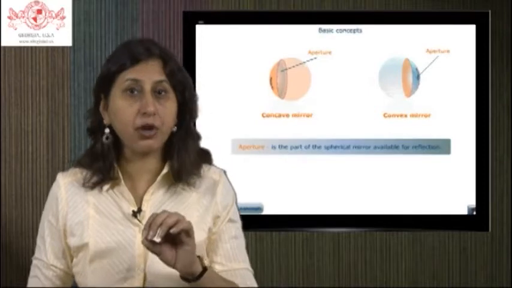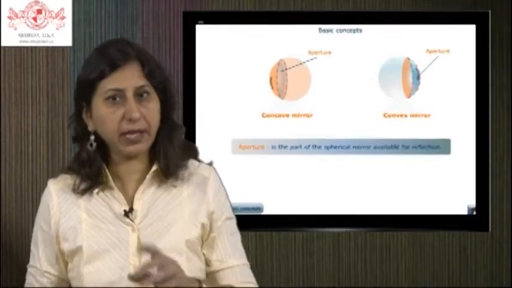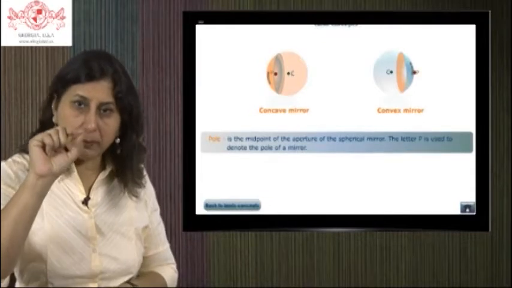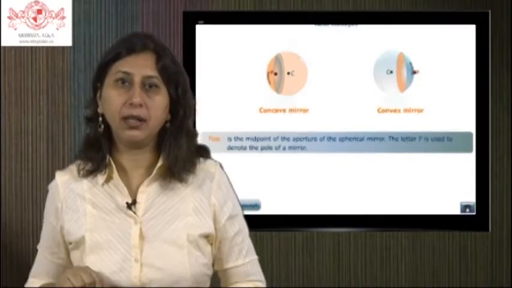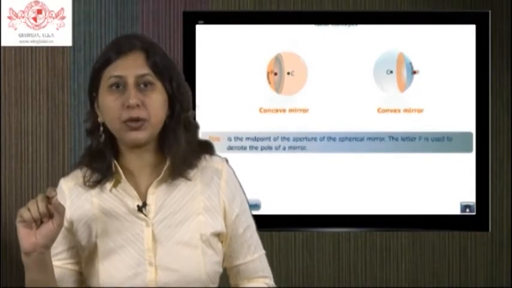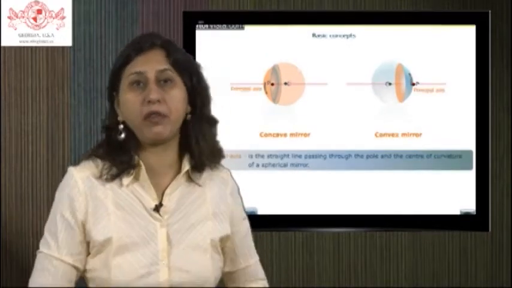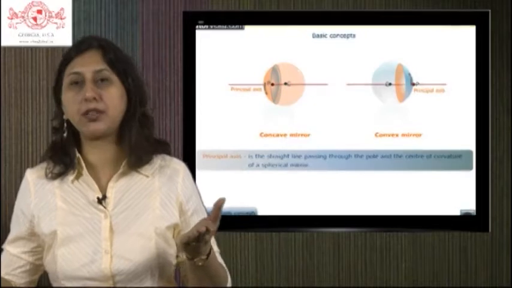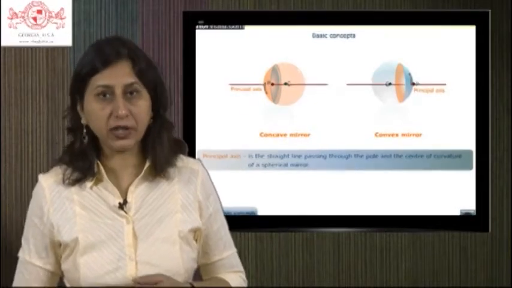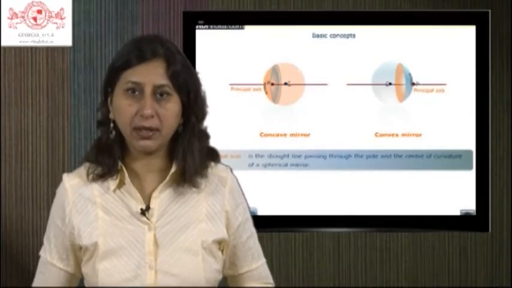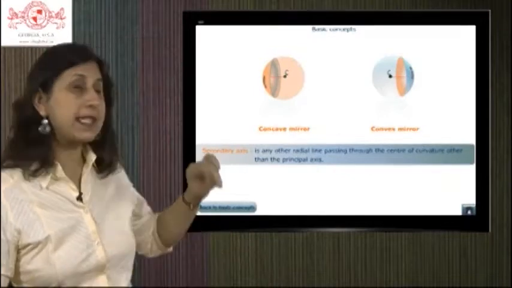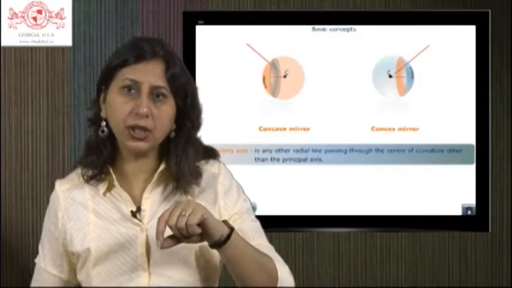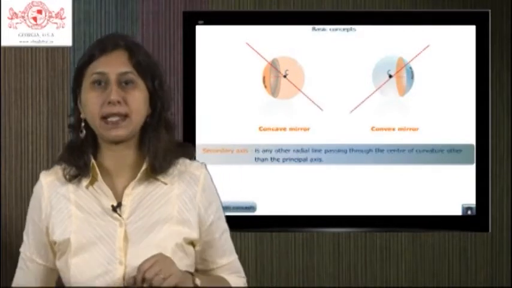Aperture is the part of the spherical mirror available for reflection. Pole is the midpoint of the aperture of the spherical mirror. The letter P is used to denote the pole of a mirror. Principal axis is the straight line passing through the pole and the center of curvature of a spherical mirror. Secondary axis is any other radial line passing through the center of curvature other than the principal axis.